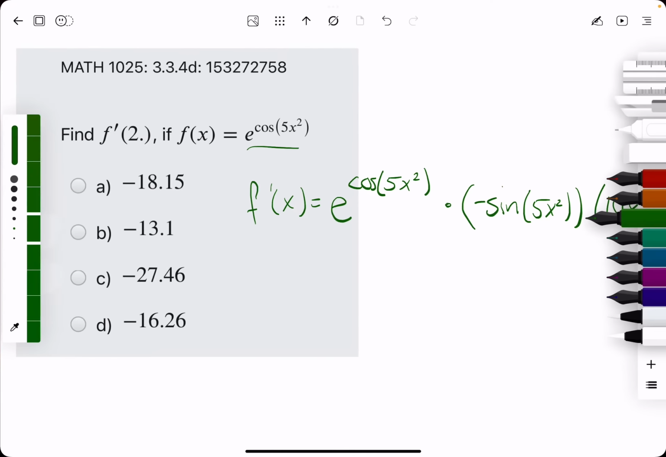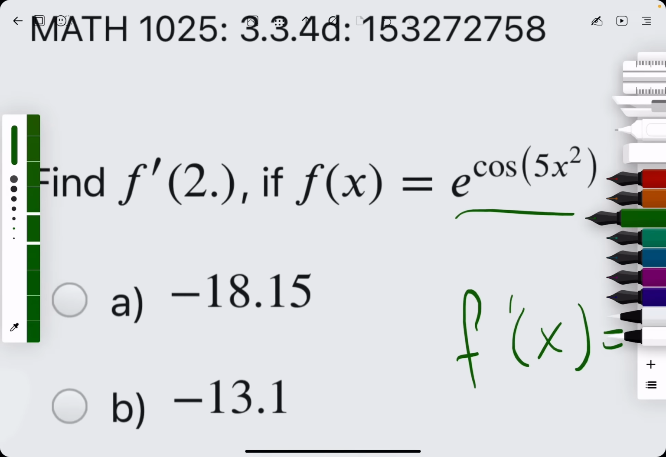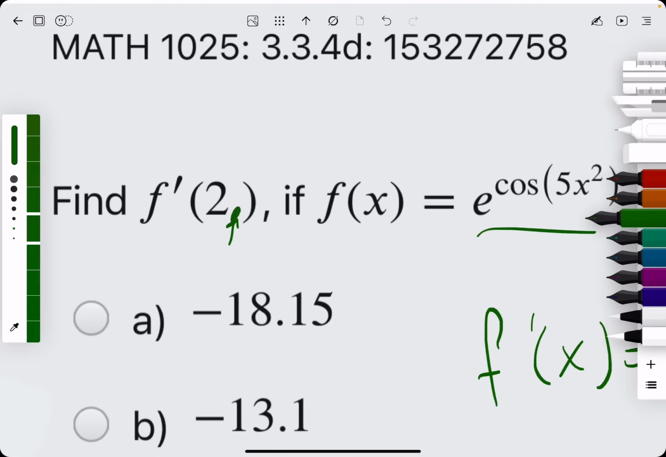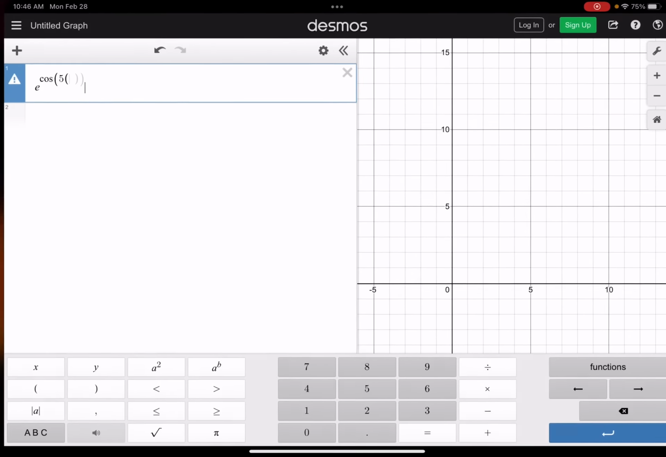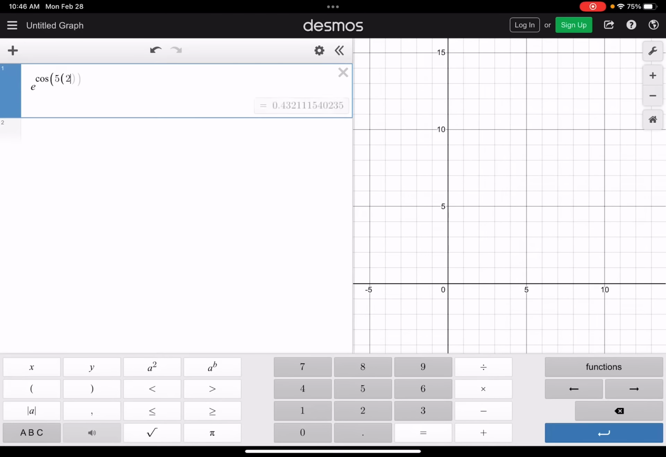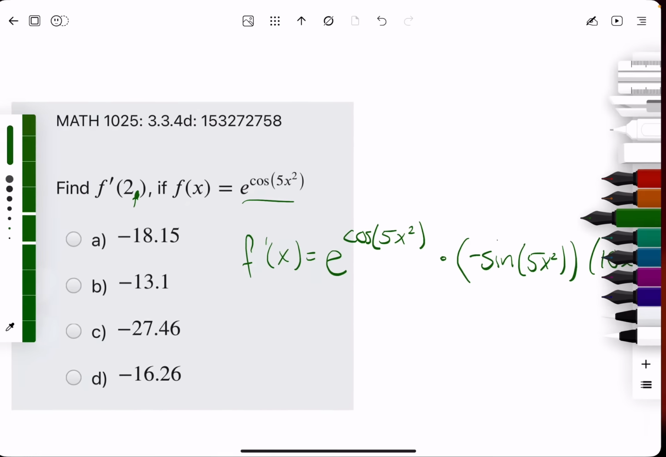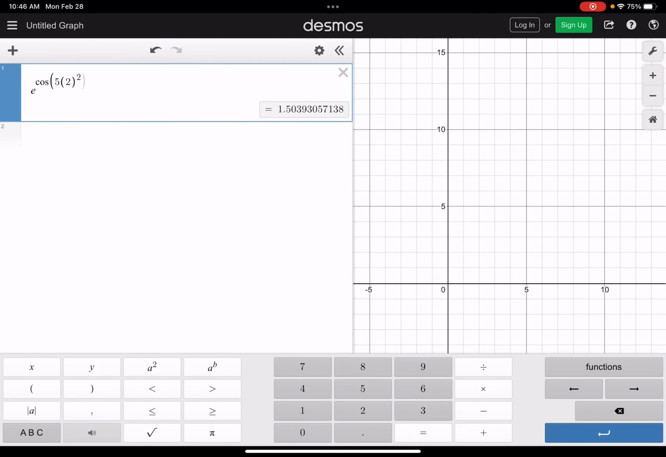E is being raised to the cosine of 5x squared. And in this case, the x is 2. Oftentimes, they'll put a decimal here. You can kind of ignore it. It's really just 2.0, I guess, is where that's coming from. So 5x squared. Close that off. I guess that works. All right.